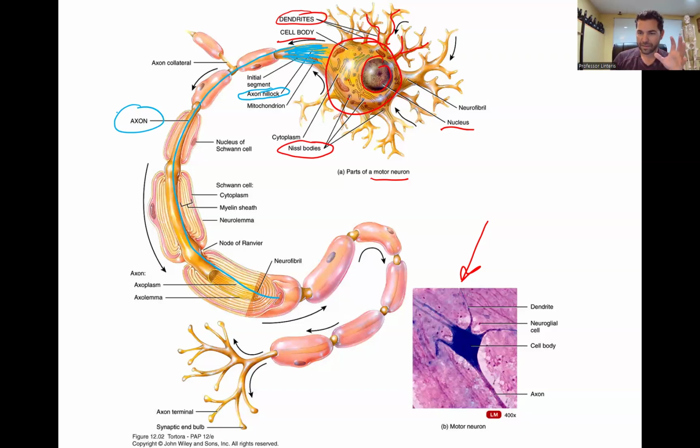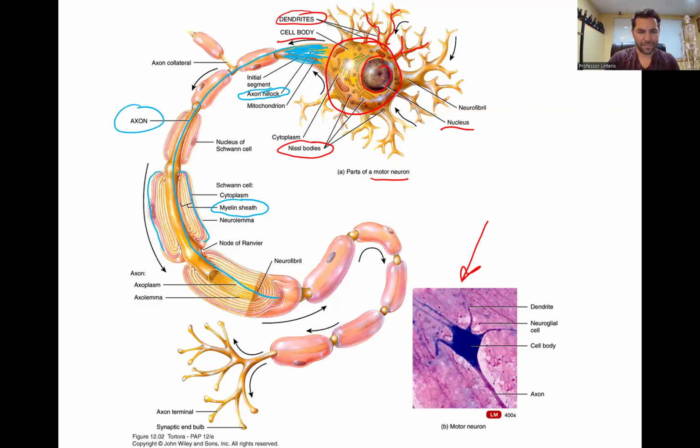Specifically on a motor neuron and some sensory neurons, we have a covering. The covering is called the myelin sheath. The point of this, hopefully as described already, is to speed up messages, right? Again, in lab, we're more talking about the structures.